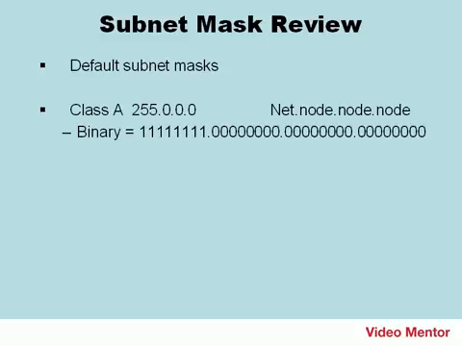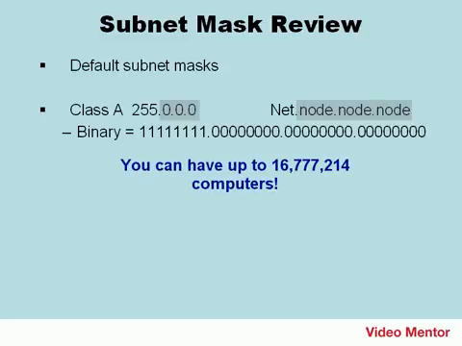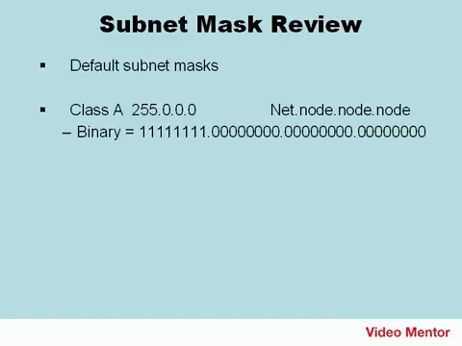Alright, moving along, before we delve into subnetting, let's do some subnet mask review, namely default subnet masks. The Class A default is 255.0.0.0, and this tells us that the first octet of the IP address is the network portion, and the other three octets are the node or host portion. This is suitable for very large networks with a lot of computers. In binary, there would be 8 ones and 24 zeros.